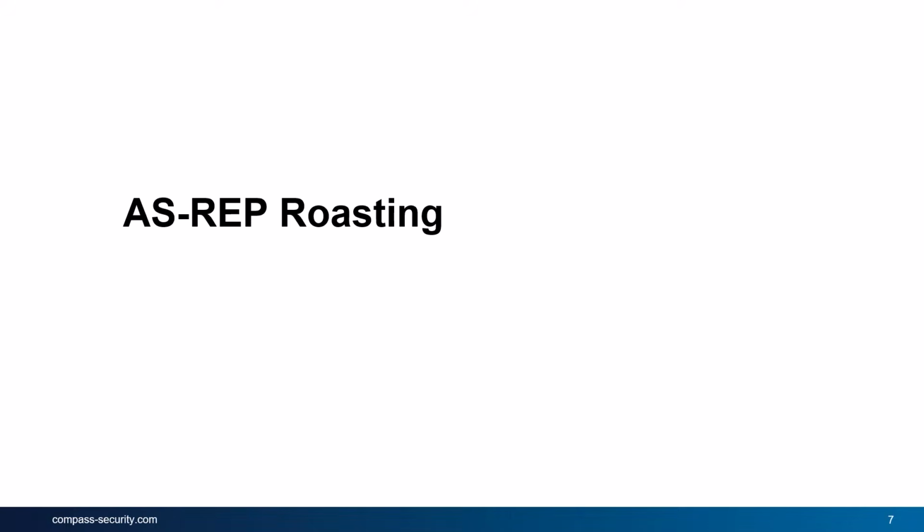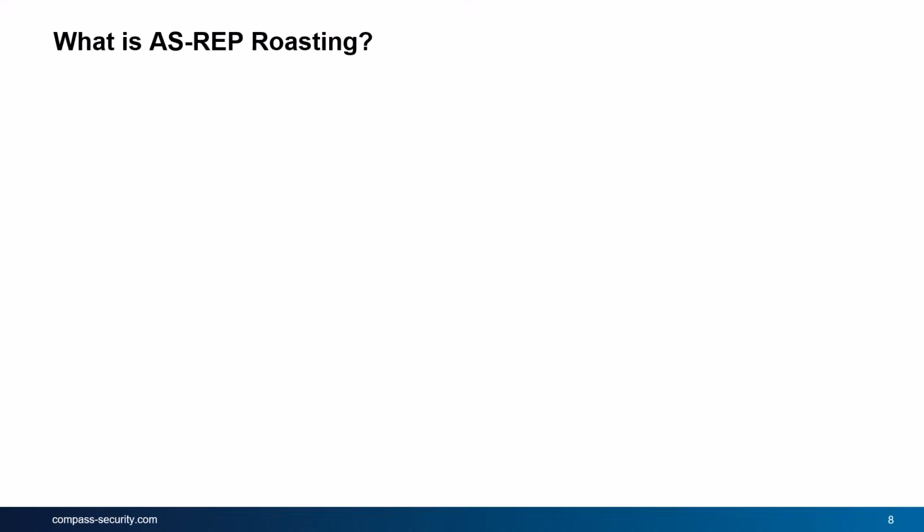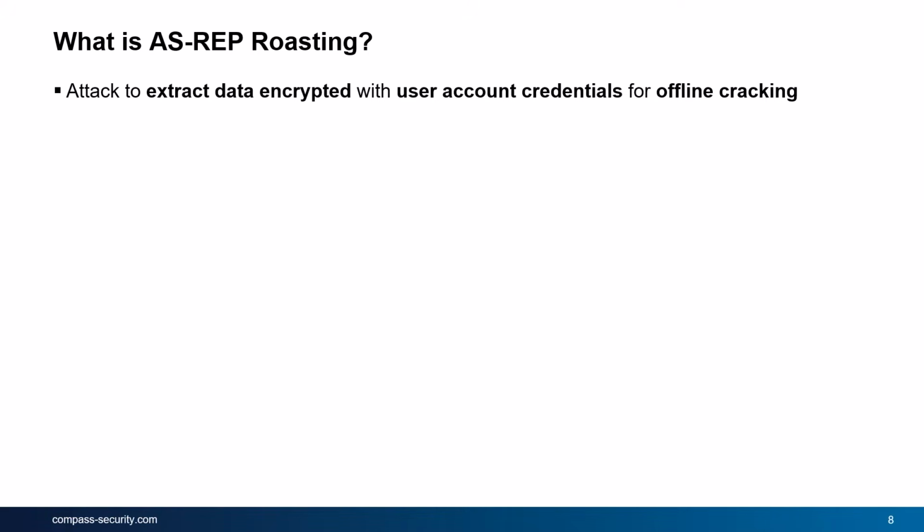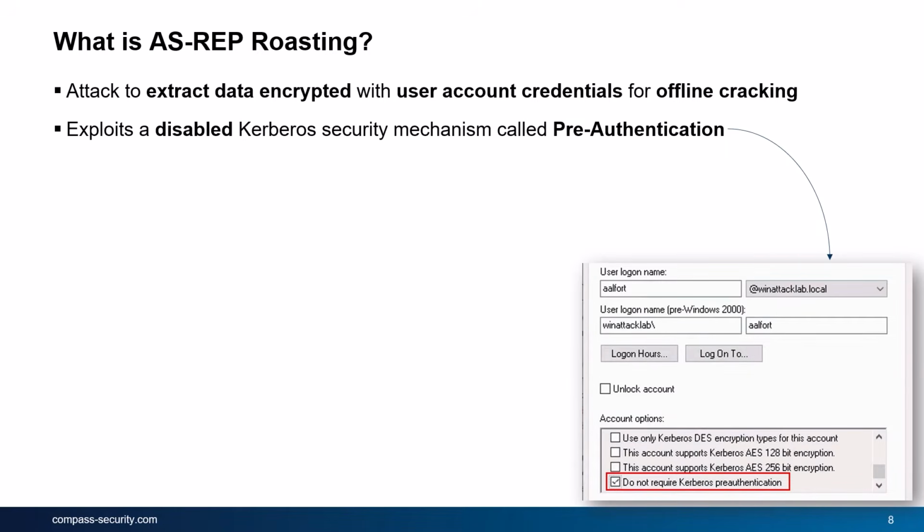Now, what is AS-REP roasting exactly? Essentially, it's an attack to extract some form of data from the domain that is encrypted with user account credentials, or with key material derived from user account credentials, that the attacker can then attempt to crack offline. What it exploits is when you disable Kerberos pre-authentication. If you don't do that, your accounts will not be vulnerable. But as soon as you check the box on an account that says "Do not require Kerberos pre-authentication", this account becomes susceptible to AS-REP roasting.